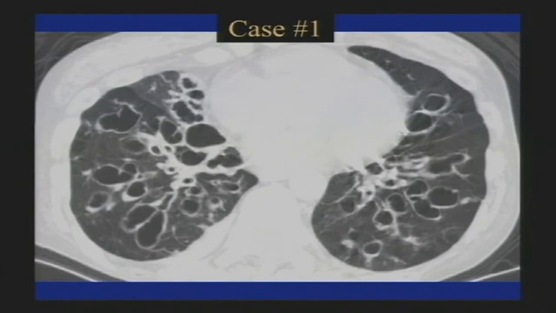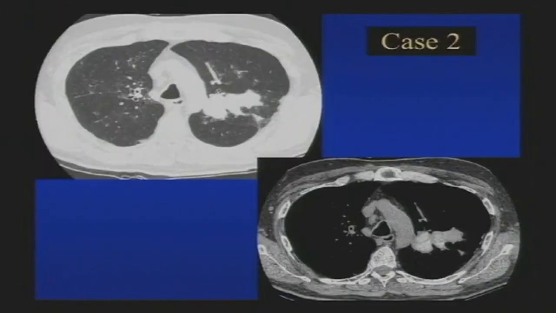And then the distribution, particularly with central airways disease, I think that's very helpful. Is it more of an upper lobe distribution? Is it going to be symmetric? Is it really asymmetric? And then there may be a few other findings that may be helpful in further narrowing your differential diagnosis even further.